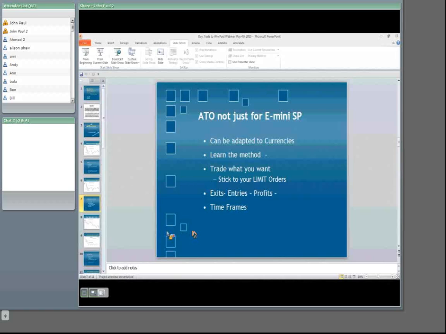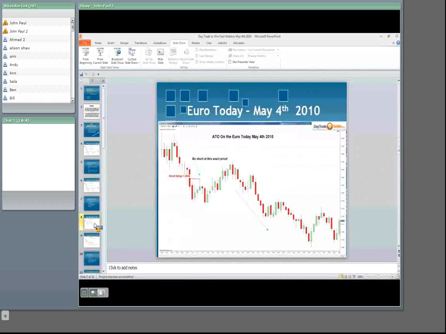So I use the 5 minute time frame with the at the open method. Okay. Now let's take a look at the euro. I want to show you today what actually happened in the euro using the at the open method, to prove to you that this works not only on the E-mini but also on currencies. And what we have here is a short setup on the euro.